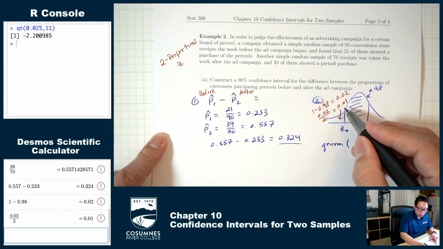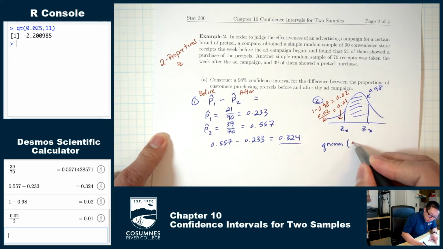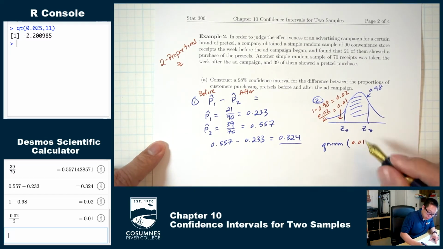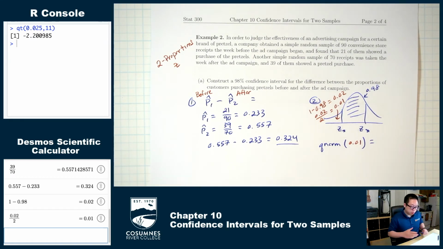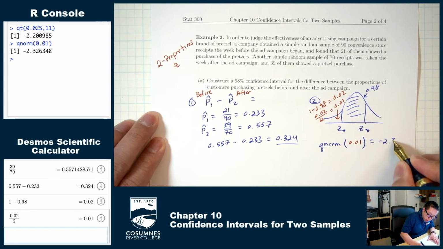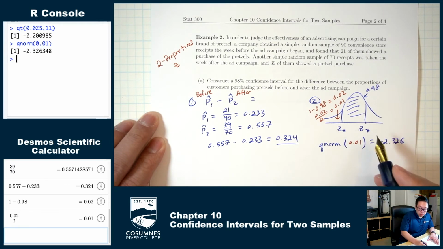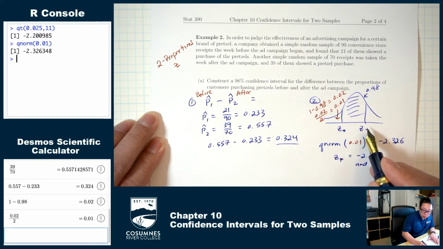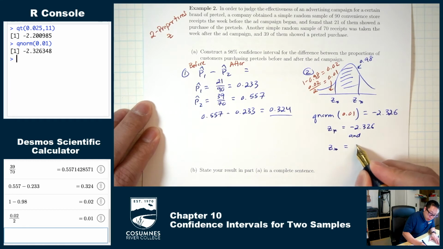That's the left unshaded part that I'm going to plug into R. So 0.01. qnorm doesn't have a DF, so that's all I need. qnorm 0.01 gives negative 2.326. Okay, I expect two z stars. One of them is negative 2.326, and the other one on the right side is going to be positive 2.326.